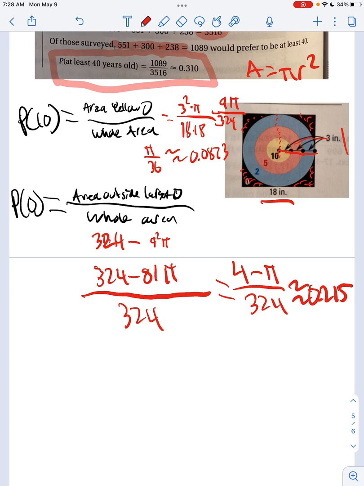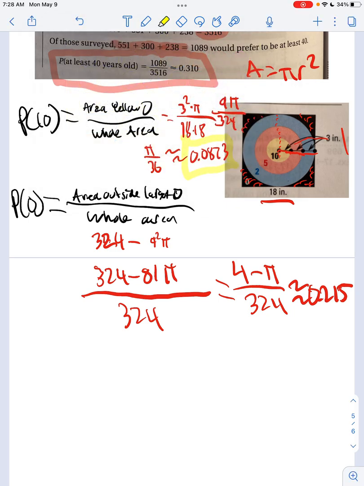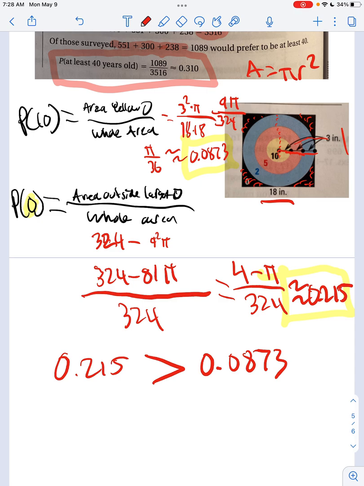So if we compare our two probabilities, I would say that it's more likely that I get a score of 0, because my probability is higher than if I am looking to get a score of 10. So because 0.215 is greater than 0.0873, we would say that the probability of getting a 0 is better, more likely.